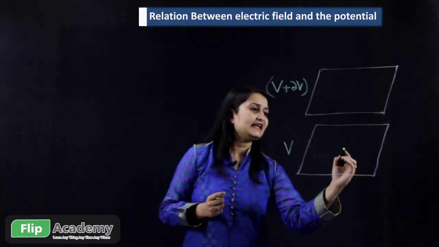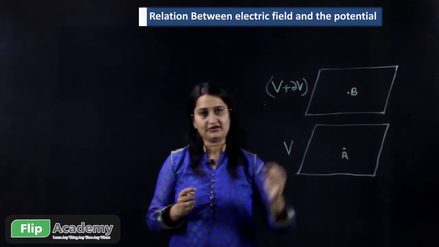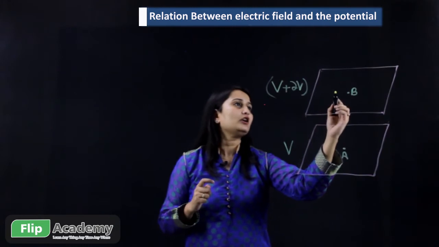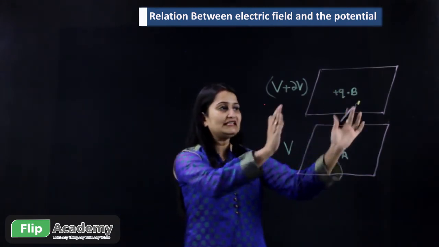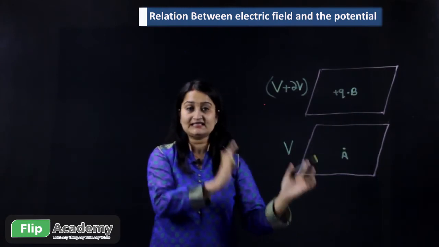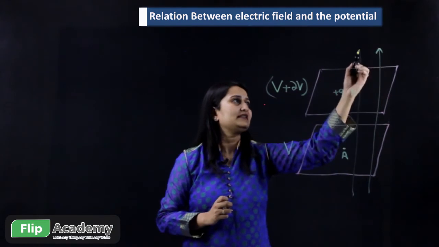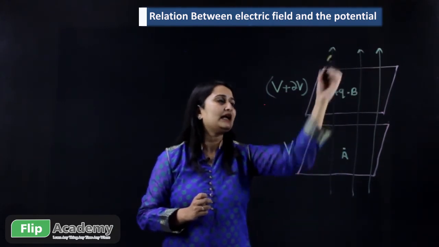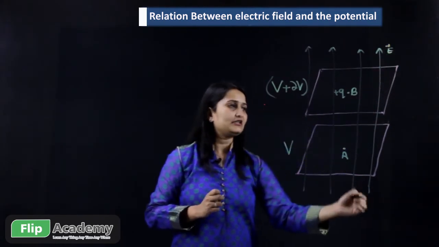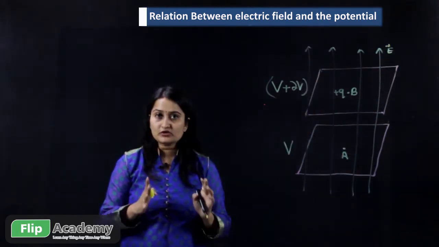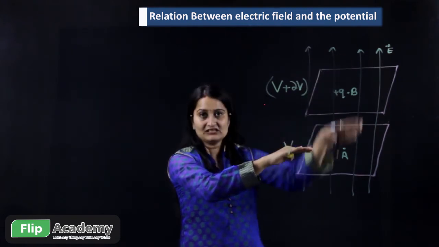Now, let's say this is a point A and there is a point B on the second surface, okay, and there is a charge, let's say, plus Q. Now, these two equipotential surfaces are placed in the electric field, okay. What is the direction of the electric field? This is shown by these lines. So what you are seeing here is that these two equipotential surfaces are placed in an electric field.